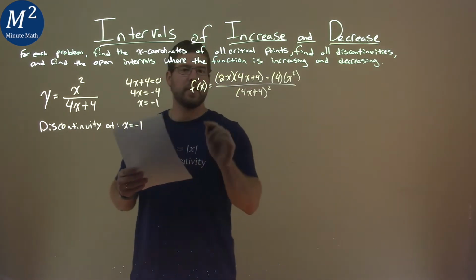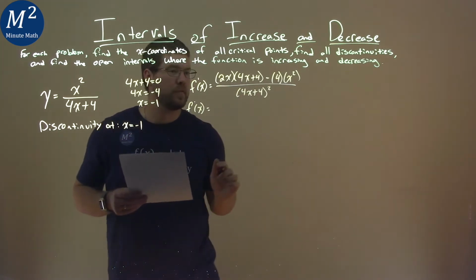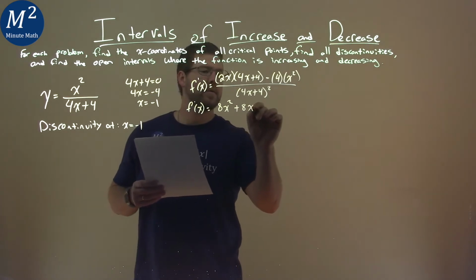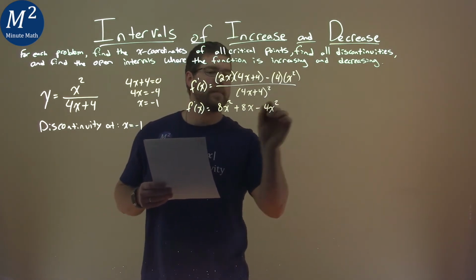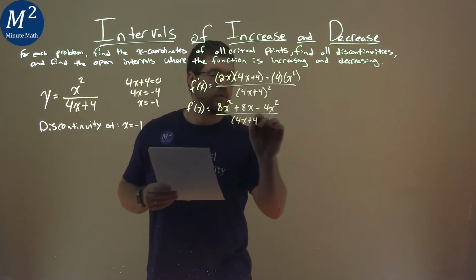From there, we're going to simplify some things. So we have f prime of x here, numerator multiplied out: 2x times 4x is 8x squared, 2x times 4 is 8x, minus 4x squared, all over 4x plus 4, all squared.